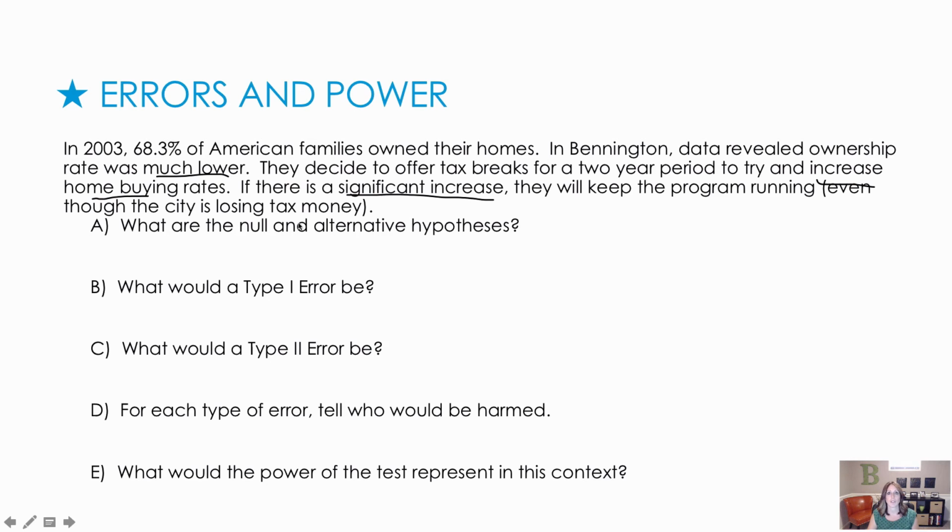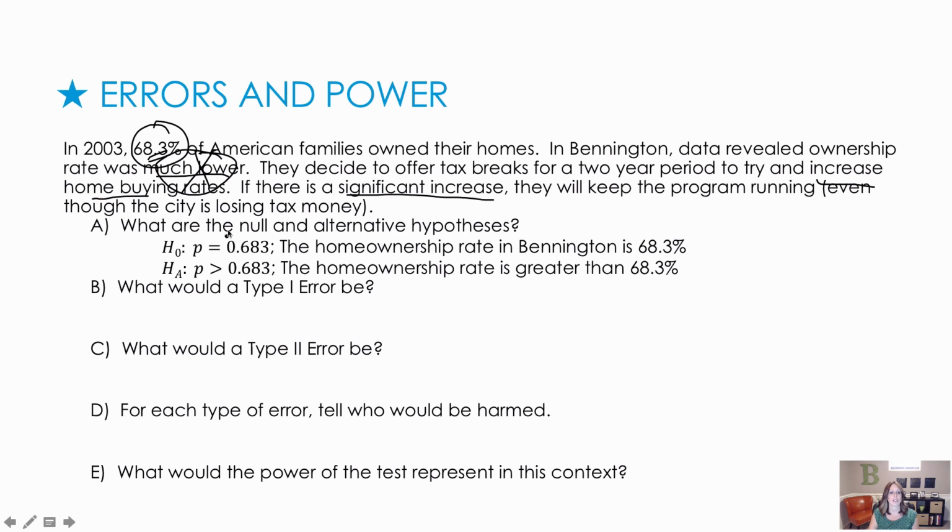So of course, the first thing we have to do is the null and alternative. Remember that the null is always that nothing has changed. So the null is going to be that the proportion is equal to 0.683. Notice this is still a proportion question rather than a mean, but it doesn't matter. It's the same thing. So in Bennington, they're saying that it's lower, but remember what they're trying to decide is if they offer tax breaks, will it increase? So here, this lower is here to throw you off. So my alternative hypothesis should be that it's increasing because the home ownership rate would be greater than what it was previously. Again, because they're trying to increase home buying rates using the tax break.